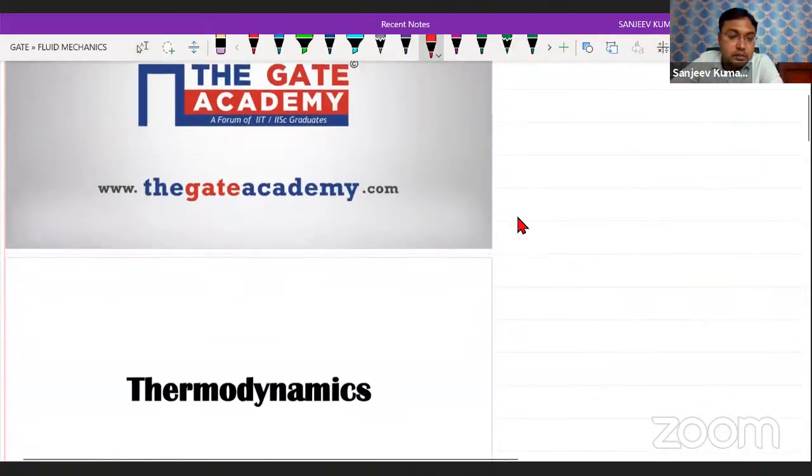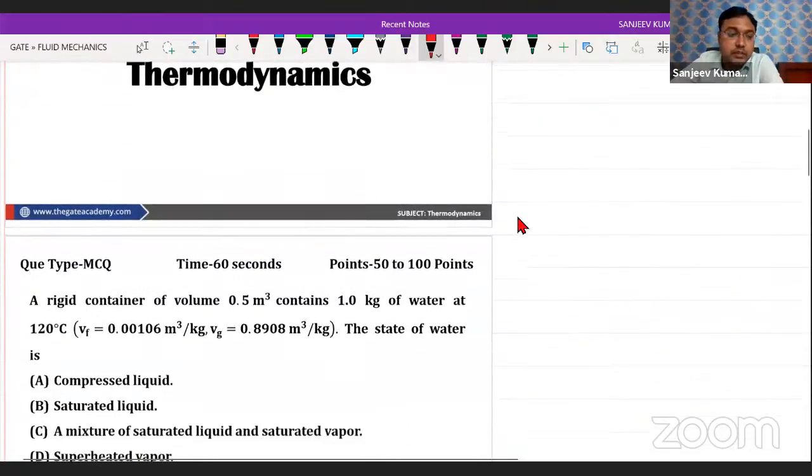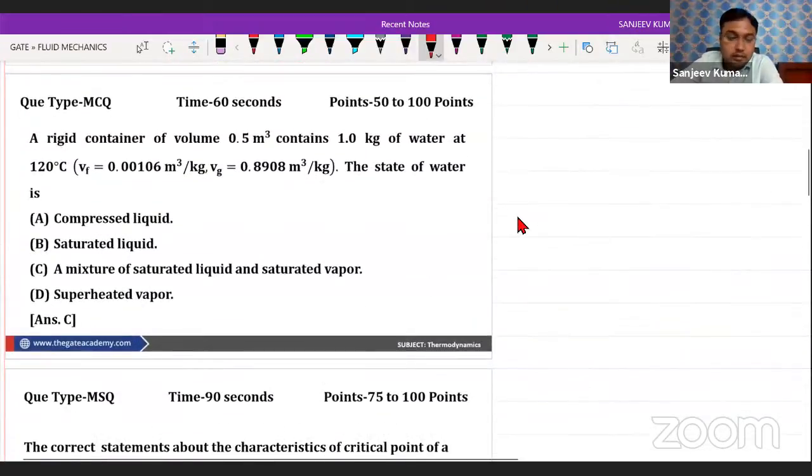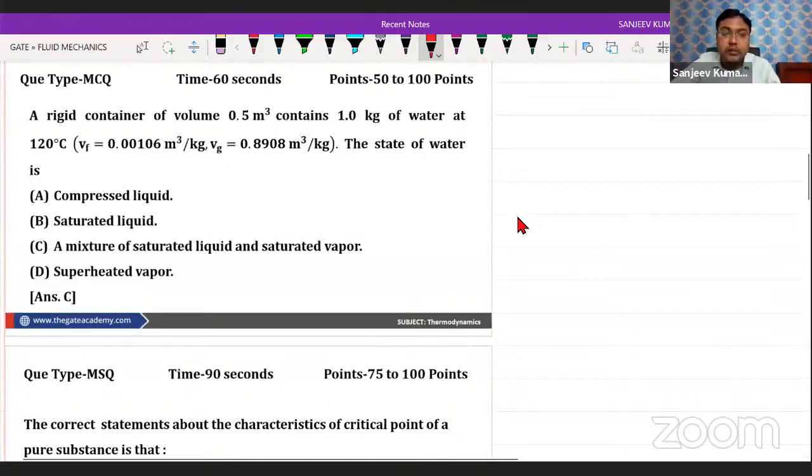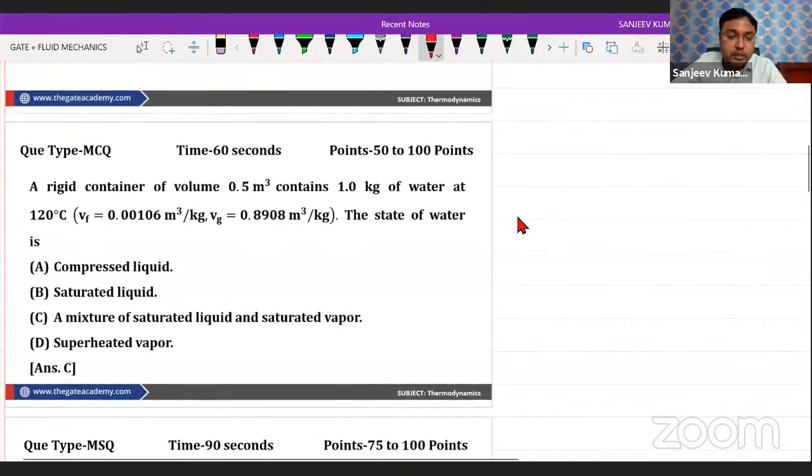So let's go to the first question here. A rigid container of volume 0.5 meter cube contains 1.0 kg of water at 120 degrees centigrade, correct? So let me just write down the given data here. What is given here?